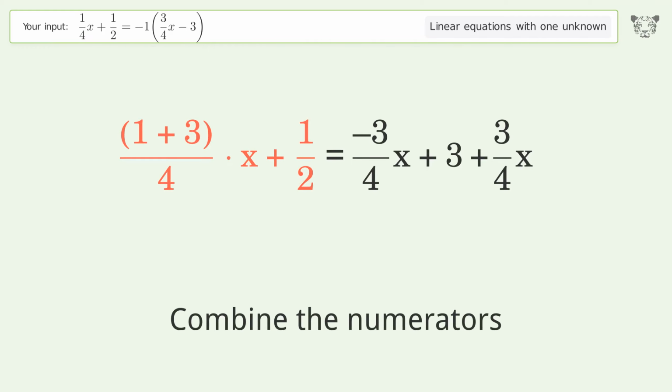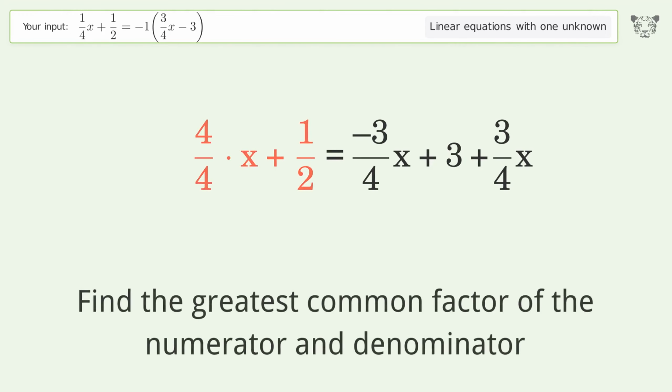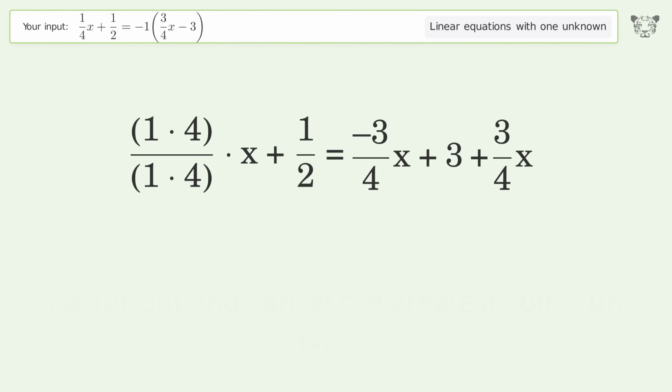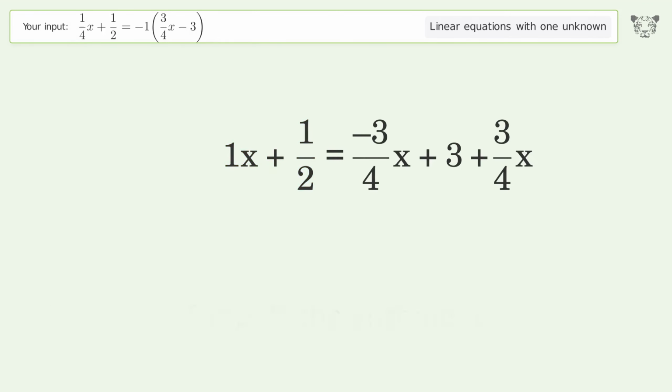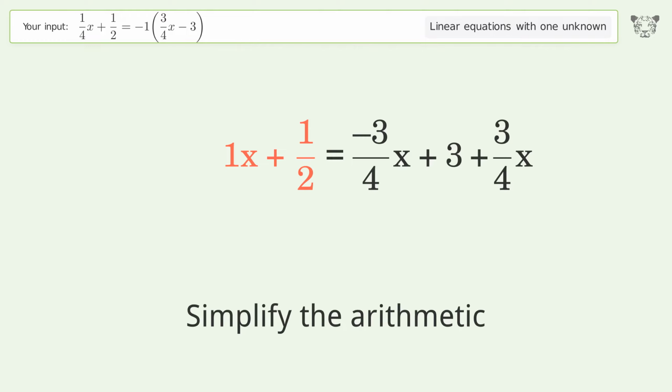Combine the numerators. Find the greatest common factor of the numerator and denominator. Factor out and cancel the greatest common factor. Simplify the arithmetic.